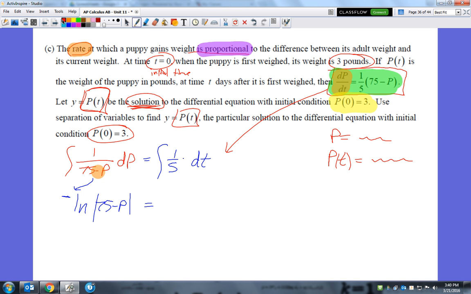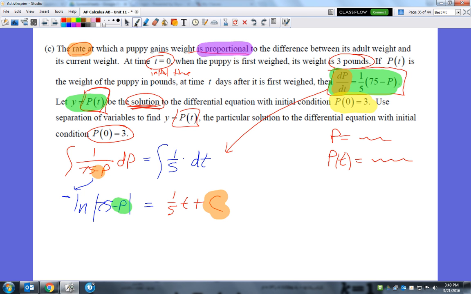So 1/5 dt becomes 1/5 t plus c. Now again, I know I had a c on this side and a c on this side, but I chose to only write it once because I know by now that I'm combining it into a big C at this point. And then now I can start solving for y, or not y, but p, okay? Because you know y is equal to p of t. My goal is to get this p all by itself, okay?